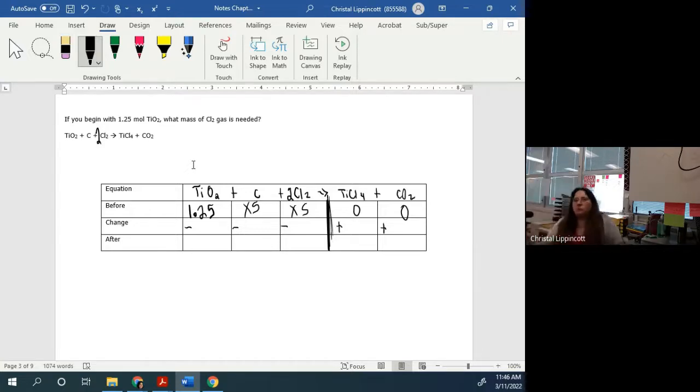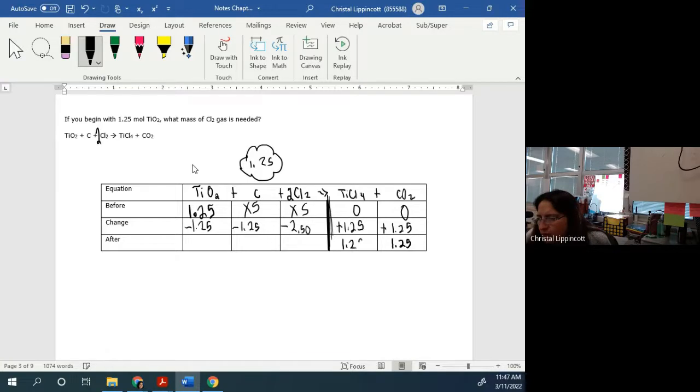All right, so you should find that our cloud is going to be 1.25 because we took this up and we divided by 1. Now we bring it down, we're going to multiply. So this is going to be 1.25. Multiply this times 1. And we're going to multiply this times 2. So this is 2.50. Multiply this by 1. And multiply this by 1. So this becomes 1.25. 1.25. This remains excess. Excess. And we don't have any of this left over.